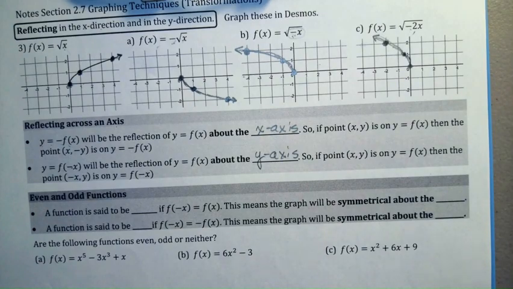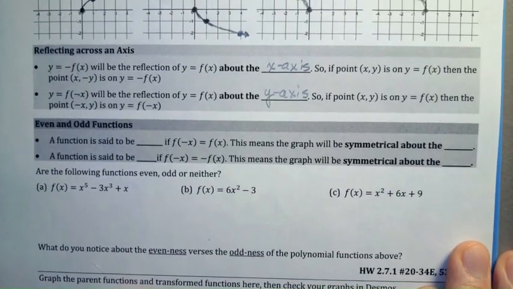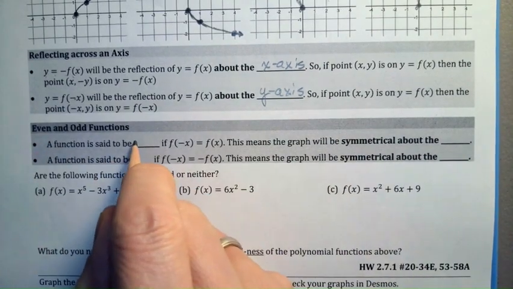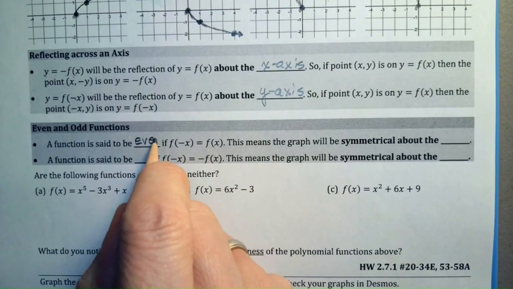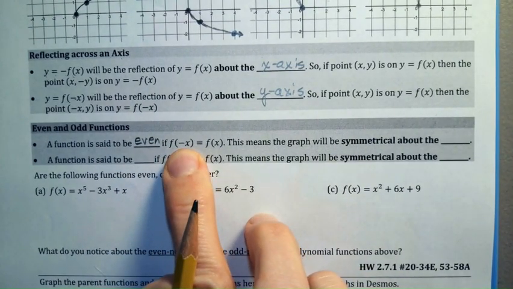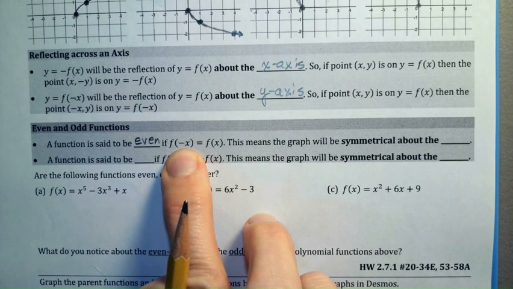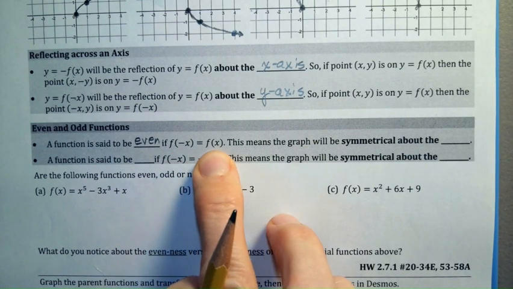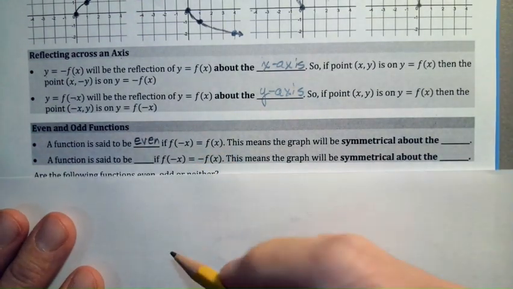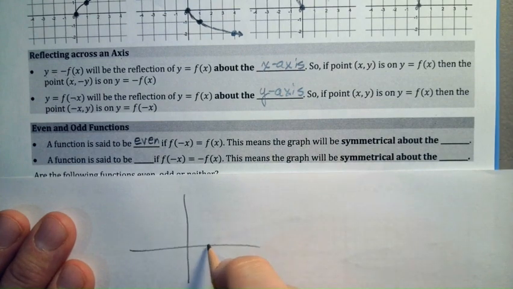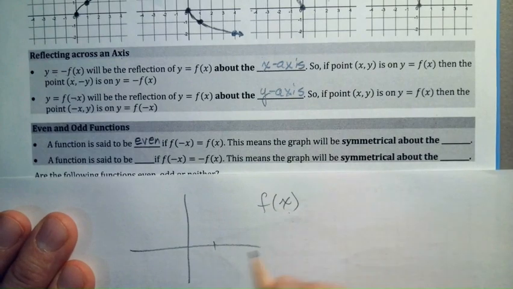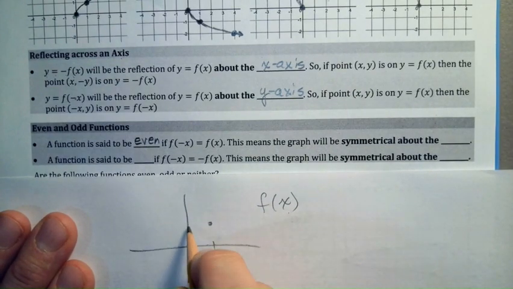All right, and then one more thing for this set of notes. The function is said to be even if I put in a -x and it's the same as the original function. So what does that mean? So if we look at that visually, I put in some f of x, some value, let's say f of 1, and I get a 1.